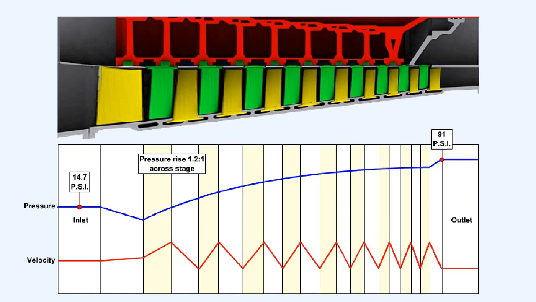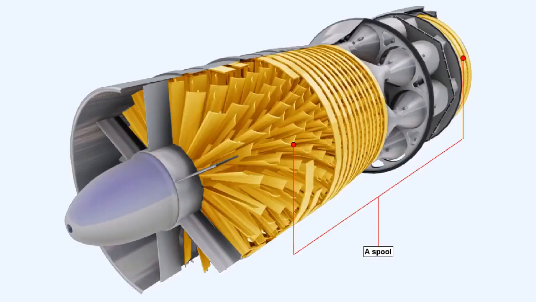As a consequence of this, in order to achieve the compression ratios demanded by more powerful engines, many rotor stages may be fitted on one shaft, which is driven by its own turbine, as shown here. Assuming that the pressure ratio for each of these 10 stages was 1.2 to 1, the output pressure for this compressor would be in the region of 91 pounds per square inch. This arrangement, where a number of compressor rotor stages on a single shaft are driven by a turbine, is termed a spool.